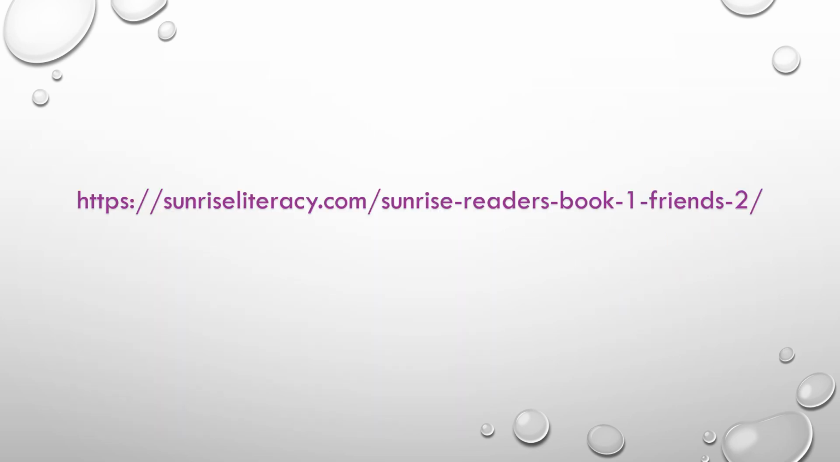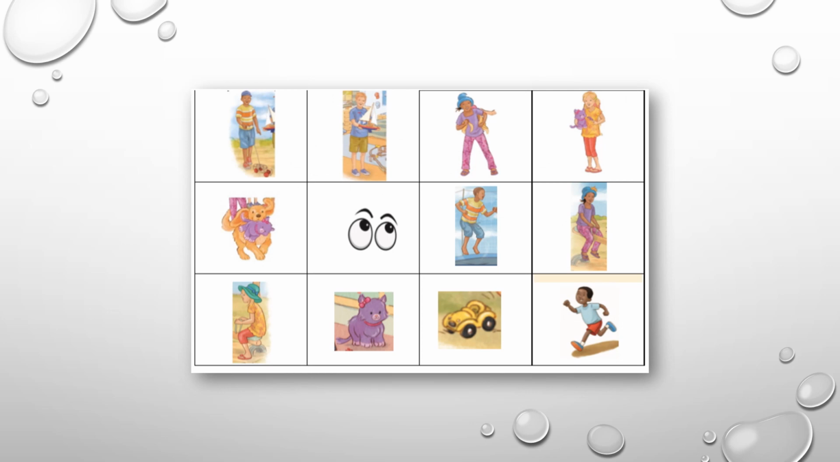Have a look at this website, sunriseliteracy.com. You will find a heading that says Sunrise Readers Book 1 Friends 2. It's a second part of some resources there. And this picture will just pop up. Can you see that? Do you recognize that? Those are all the characters that you might find in the book. And it will help the children to use the words that we need to describe the picture.